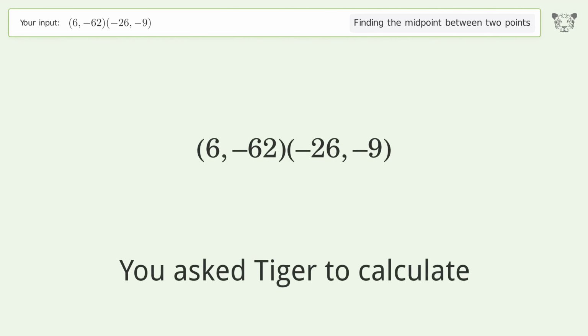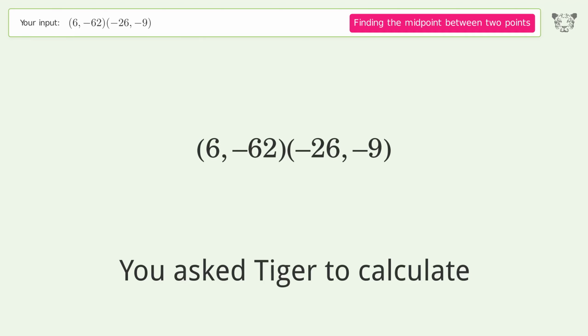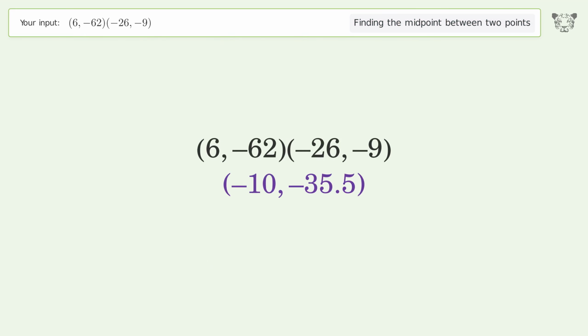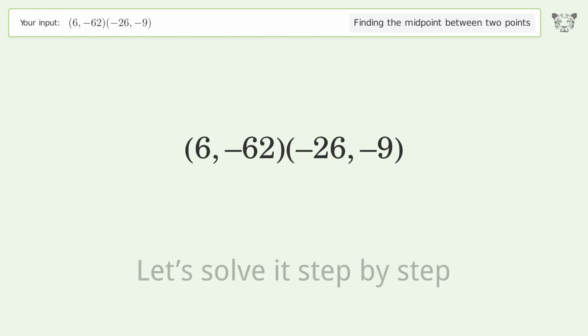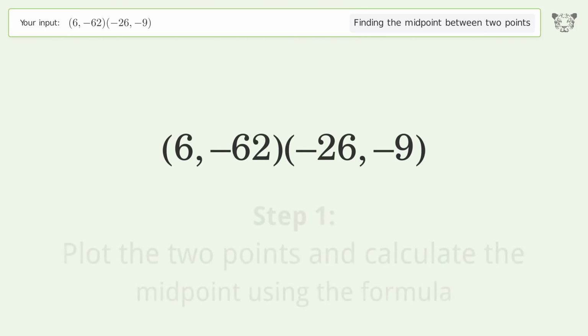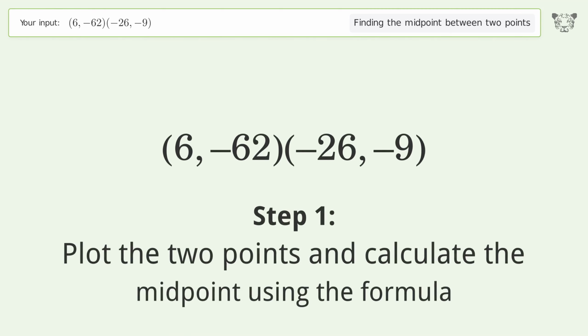You ask Tiger to calculate. This deals with finding the midpoint between 2 points. The midpoint between the 2 points is -10, -35.5. Let's solve it step by step. Plot the 2 points and calculate the midpoint using the formula.